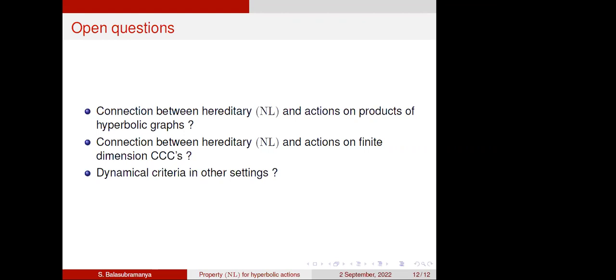Yeah, hi. So it's a nice talk. Can you give some examples of groups which do not have this property NL or hereditary NL, except the obvious one like the hyperbolic ones?